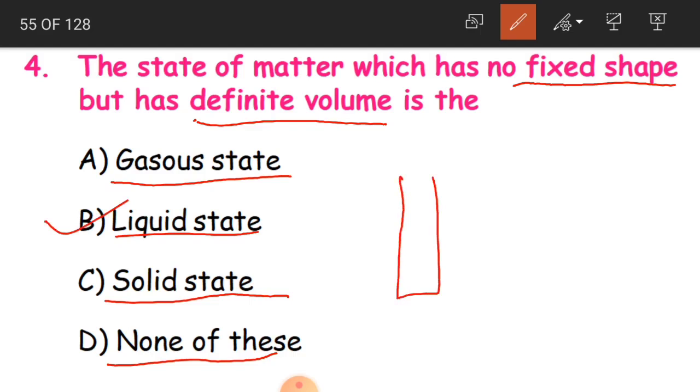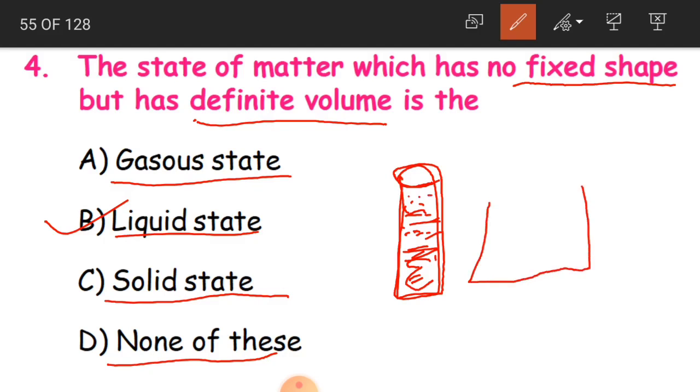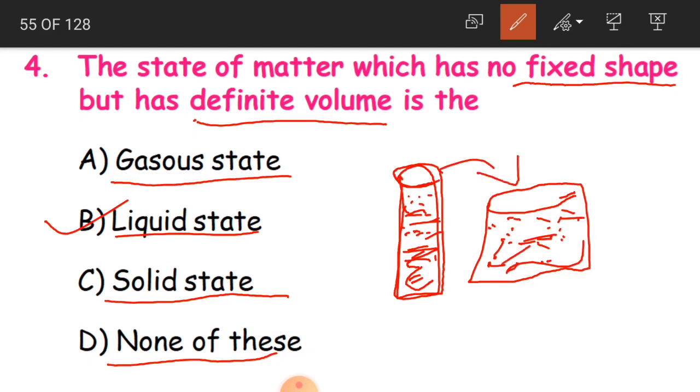So in liquid state children, suppose this is water, and water is poured in this shape of container. So water is going to occupy this container shape. Suppose water has again been transferred to this particular container which has some rectangular shape. Again this water is going to occupy this space and take the shape of this container. So it has got a definite volume.